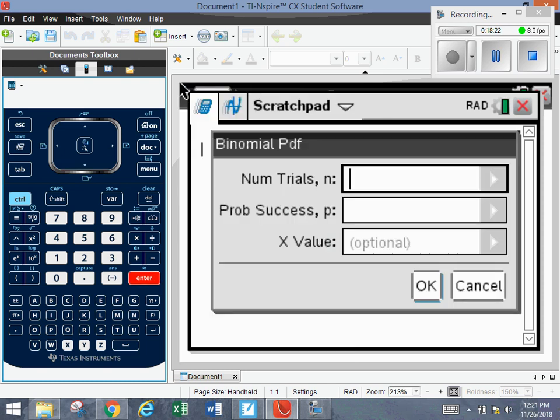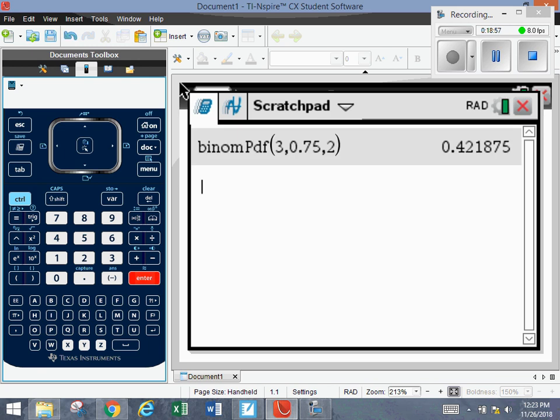Okay, enter. And now it's going to ask us for those things that we just wrote down, right? Yes. So how many trials are we doing? 3? We're going to perform the surgery 3 times. Probability of success is 0.75. What's the probability that 2 out of the 3 are successful? That's what we're being asked. So n is 3, p is 0.75, x is 2. So the probability that 2 surgeries are successful is approximately 0.423.